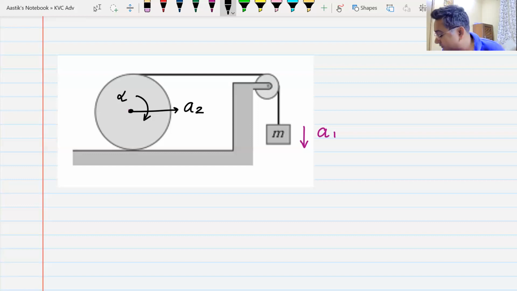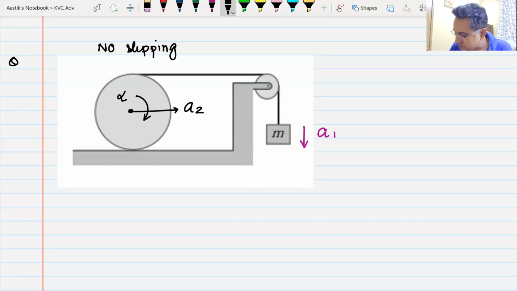Now, there is no slipping. There are 2 points where slipping can occur. Yes or no? What are the 2 points where slipping can occur? That is the point of contact of the string and the disk. So this is point 1 where slipping can occur. There is no slipping here. Then the pulley, sir.